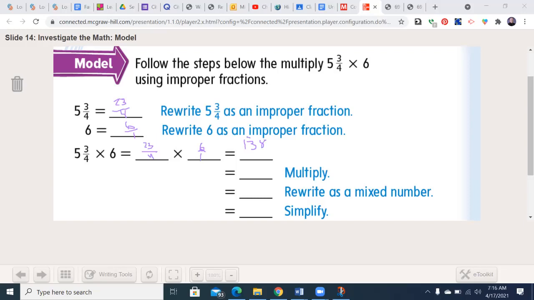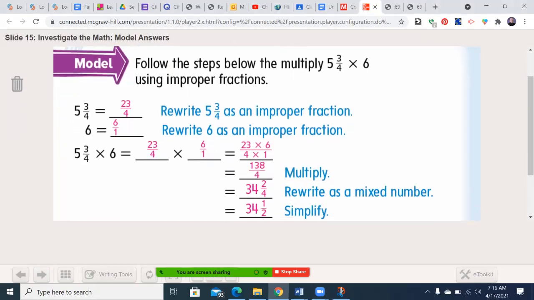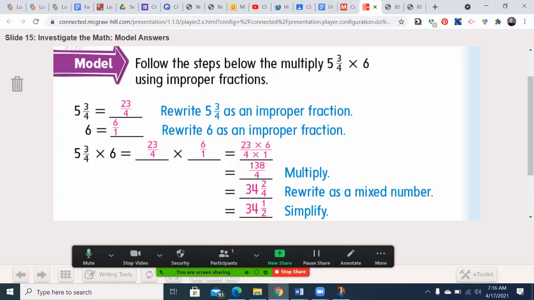So I want to see how they're doing this real quick. Okay, so they wrote it out like this. I skipped this step because I can visualize 23 times 6 and 4 times 1. So we multiplied 23 times 6, we get 138. 4 times 1 is 4. We simplify, and you may, again, want to use division. 4 goes into 138 34 times. But how do I know that, Mr. I? I can do this.